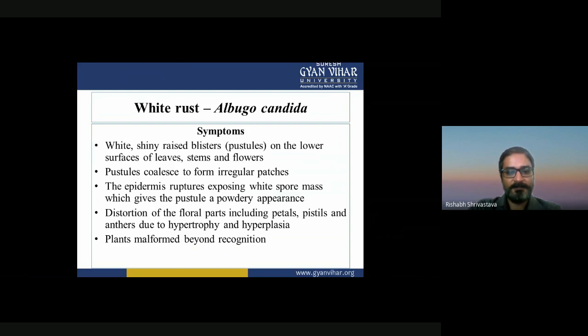Distortion of the floral parts, including petals, pistil, and anthers, due to hypertrophy and hyperplasia. Plants malform beyond recognition.